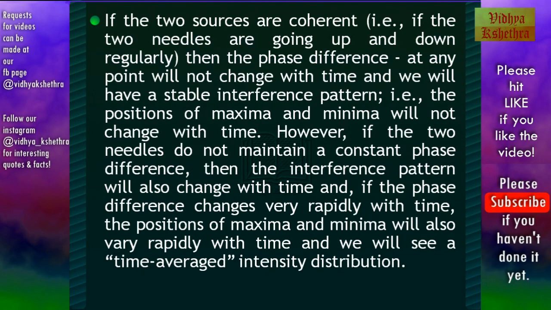Now, if the two sources are coherent, that is, if the two needles are going up and down regularly, then the phase difference at any point will not change with time, and we will have a stable interference pattern. That is, the positions of maxima and minima will not change with time. However, if the two needles do not maintain a constant phase difference, then the interference pattern will also change with time, and if the phase difference changes very rapidly with time, the positions of maxima and minima will also vary rapidly with time, and we will see a time average intensity distribution.